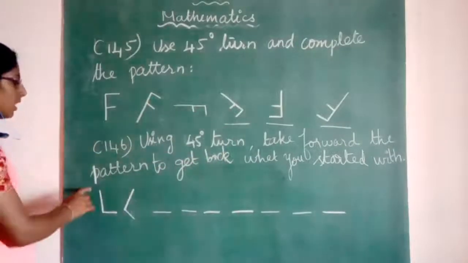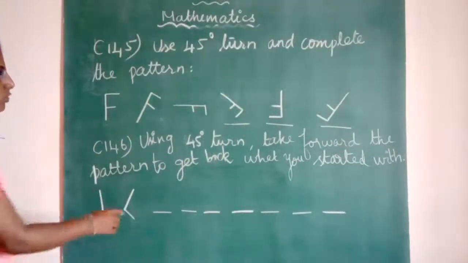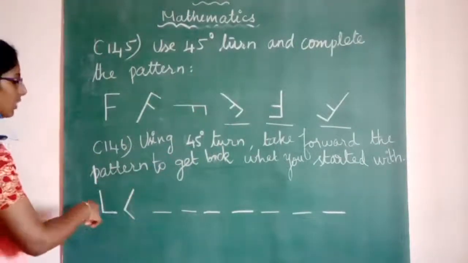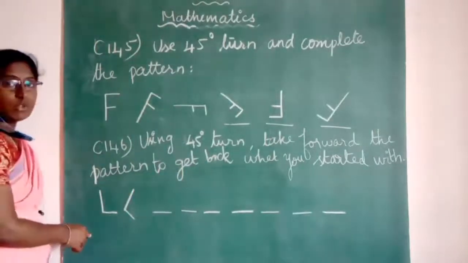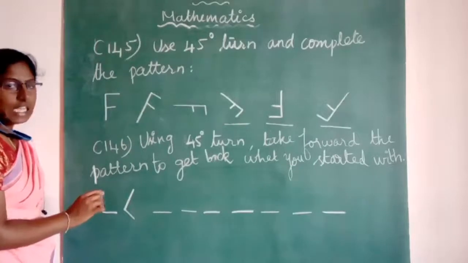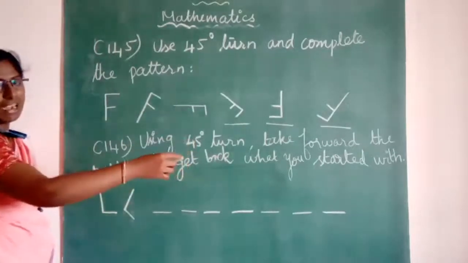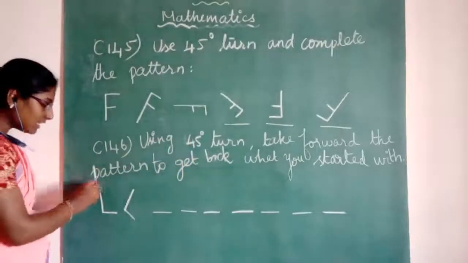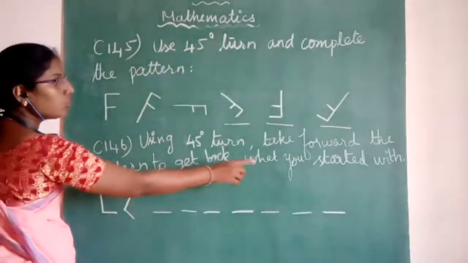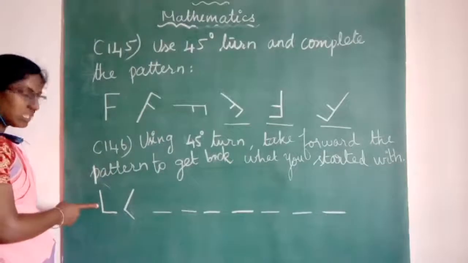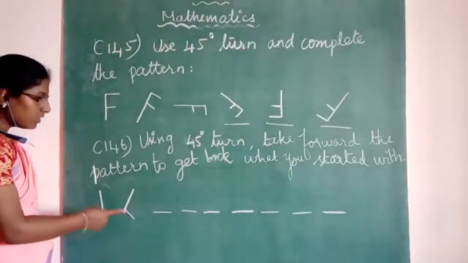Okay, next question, C146: use 45-degree turn, take forward the pattern to get back what you started with. Okay, so here also we have to use the same pattern, 45-degree turn, and we have to complete the pattern such that again we get the same figure with which we started. So this shape we have to get again. Okay, so now it is like this.